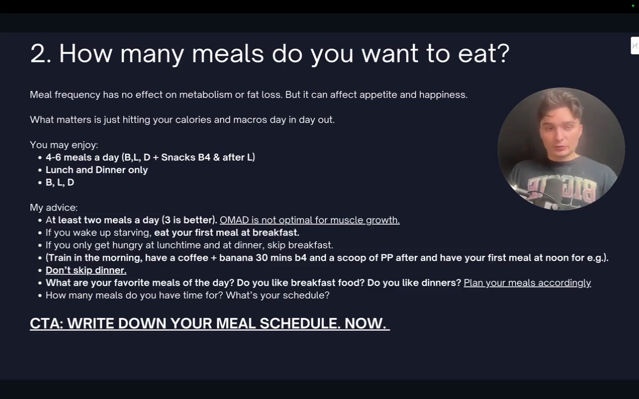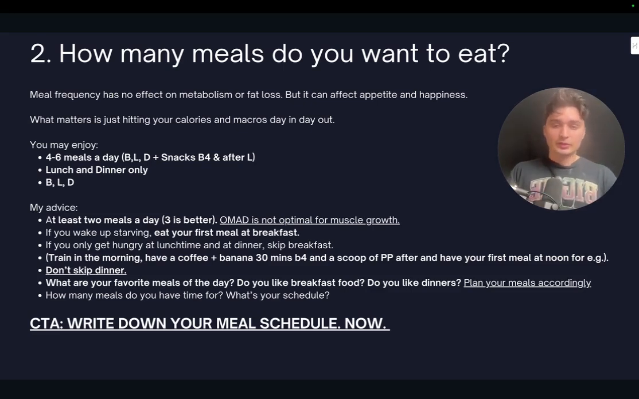Do you like breakfast food? Do you like dinners? And then plan your meals accordingly. If you love eggs, bacon, sausages, whatever, then you want to make sure you eat breakfast. If you don't really like breakfast food, then you don't really need to eat breakfast, because why would you want to eat foods that you don't really enjoy eating? If you love steak, for example, then you want to make sure you're eating dinner. So figure out. I personally, I guess I'm not the biggest fan of breakfast foods. I love lunch and dinner foods, though, for example, okay?